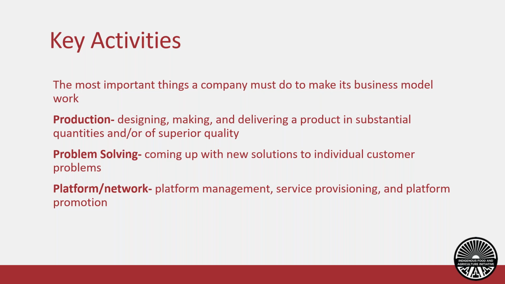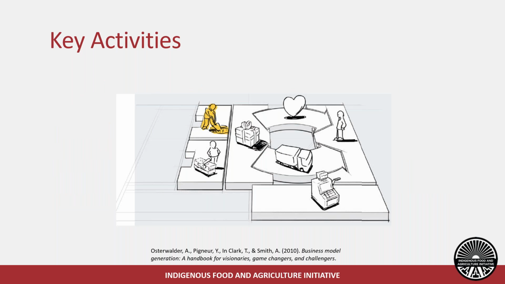And then the platform and network way of doing these key activities, this is platform management or service provisioning or platform promotion. eBay makes its money by having a working website, and everything else follows after that. So they really only maintain their platform and move on from there. So that's where it is within the canvas, the key activities. Again, these are the key things that you have to do to make sure that your business runs. If you're a farmer, your key activity is farming. If you're a rancher, your key activity is ranching.